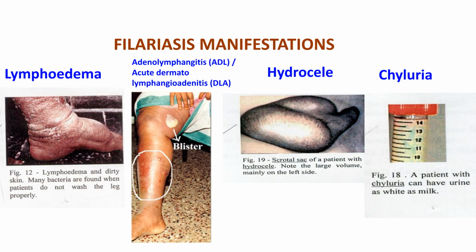Why does repeated ADL worsen lymphedema? Each acute inflammatory episode causes further damage to already compromised lymphatic vessels. The inflammation leads to fibrosis and scarring of the lymphatic system. Over time, this progressive damage further impairs lymphatic drainage.